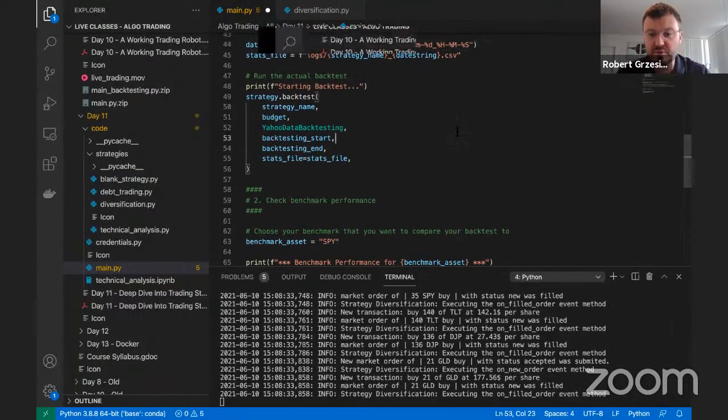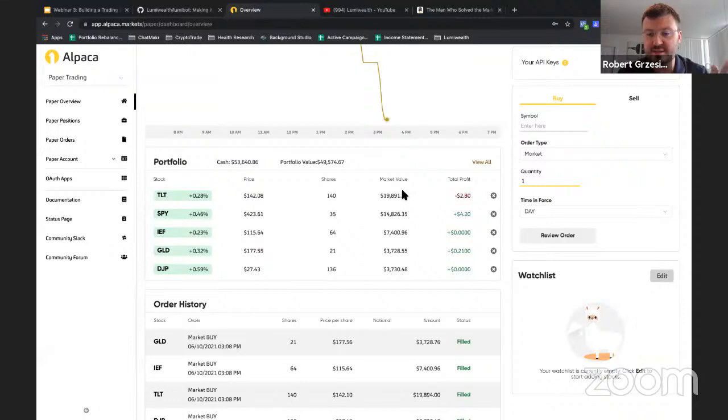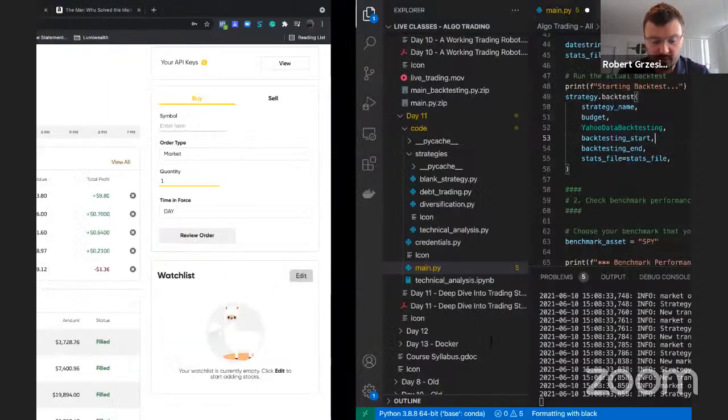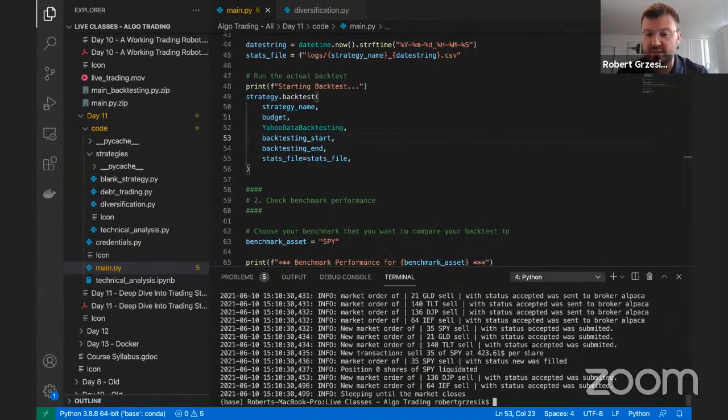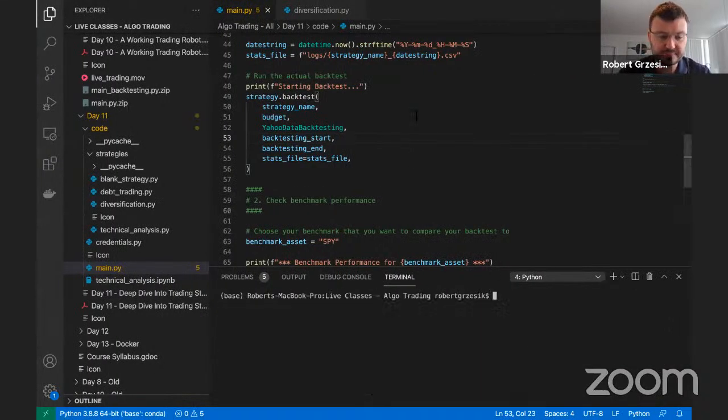Okay, so we see the strategy is running. We see the assets here, all 5 assets that were automatically bought. When I stop the strategy, it's automatically going to sell everything. Now let me show you another strategy. So that's our diversification strategy.